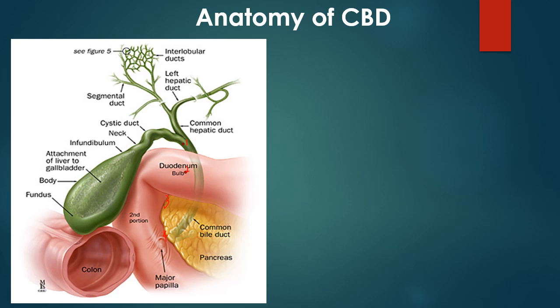Now we come to another important structure. It may be a very small structure but very important to the surgeon. That is the common bile duct or the CBD. The CBD is formed by the cystic duct joining the common hepatic duct above the duodenum in most cases. Okay, it is about 7.5 centimeters long and about 6 millimeters in diameter.